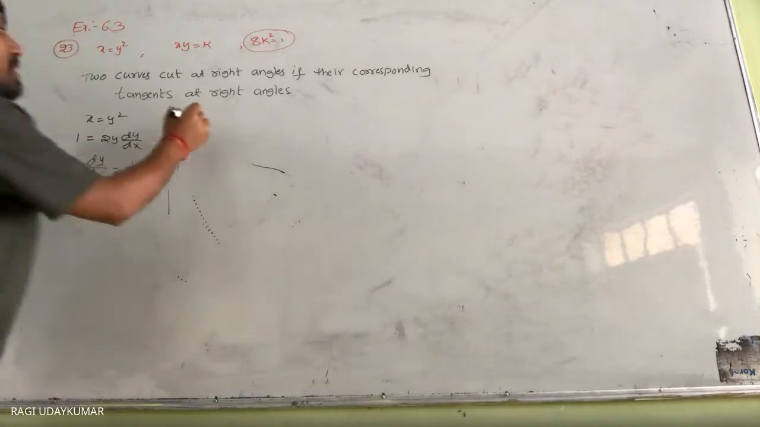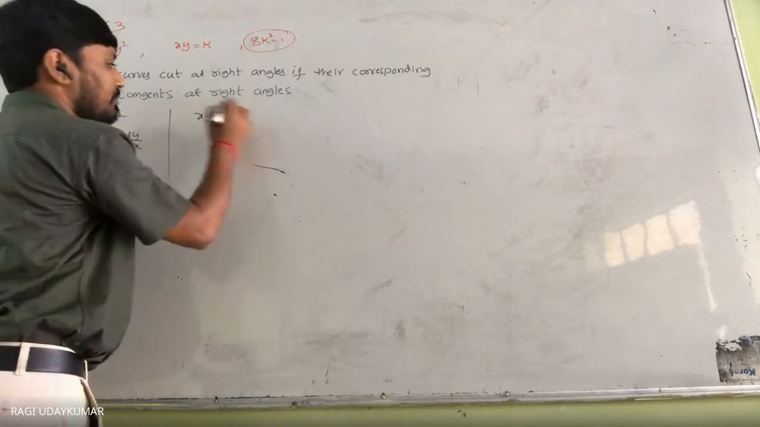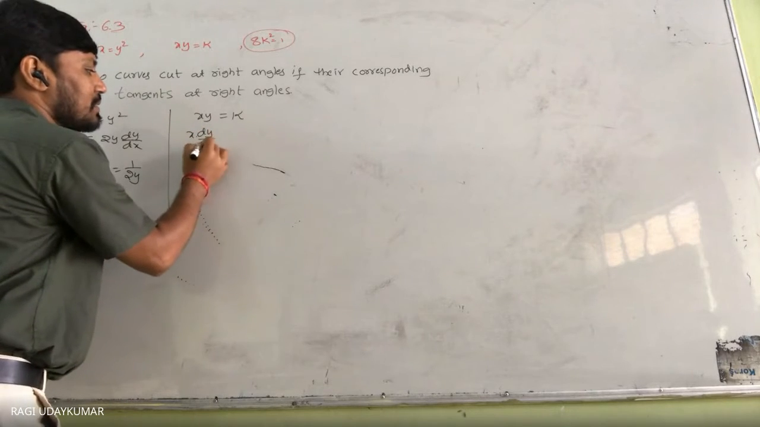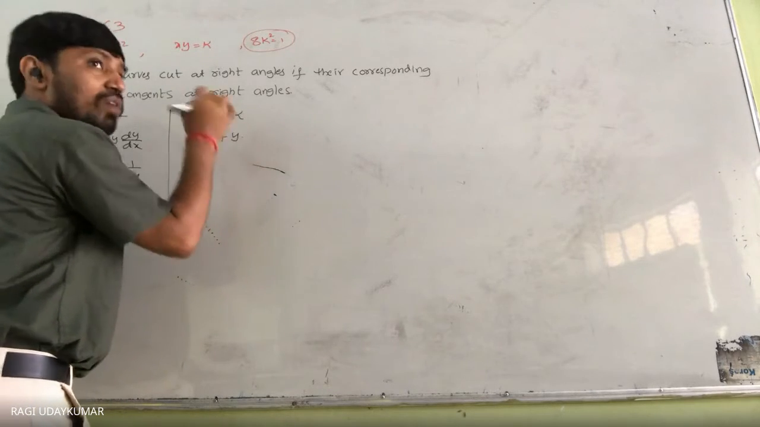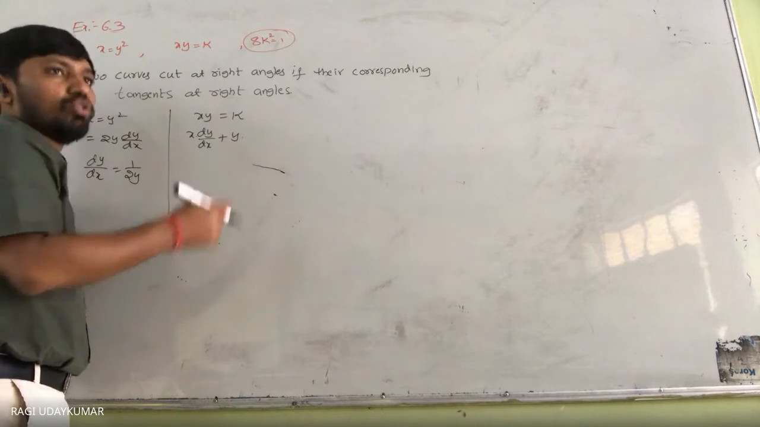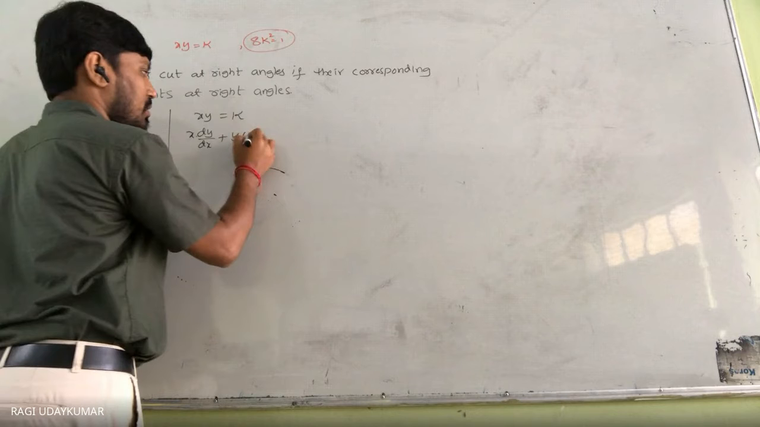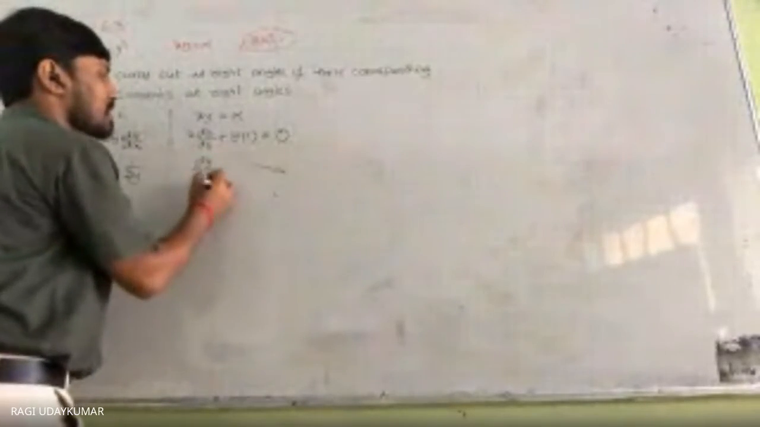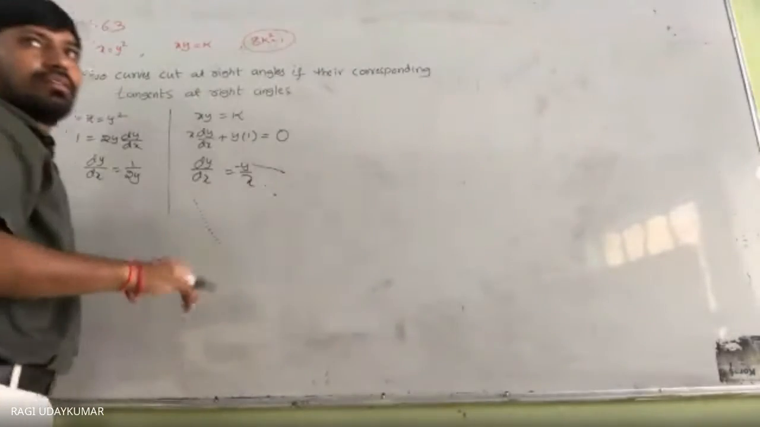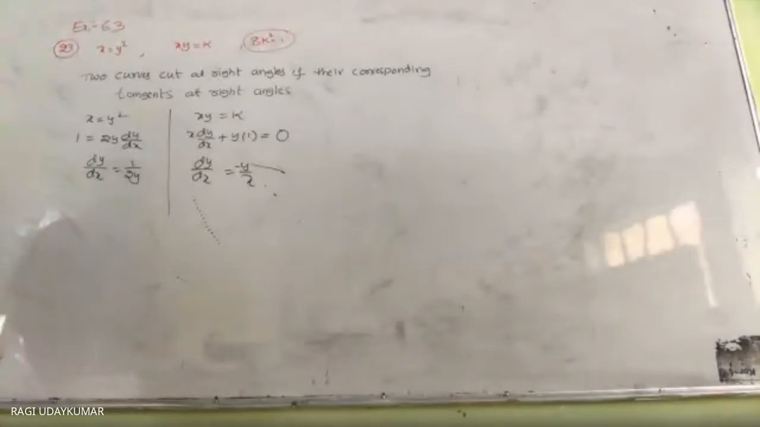For the other curve, xy is equal to k. x into dy by dx plus y into 1 is equal to 0, since k is a constant. So from this dy by dx is equal to minus y by x. Minus y by x. Now what to do here?